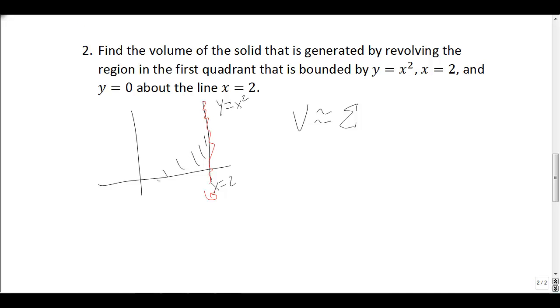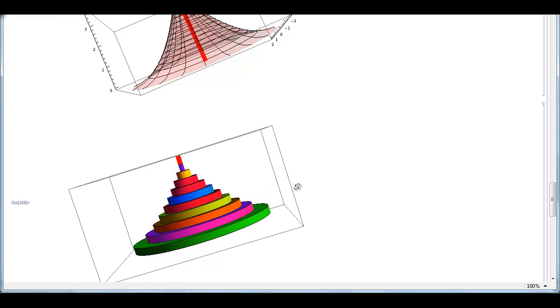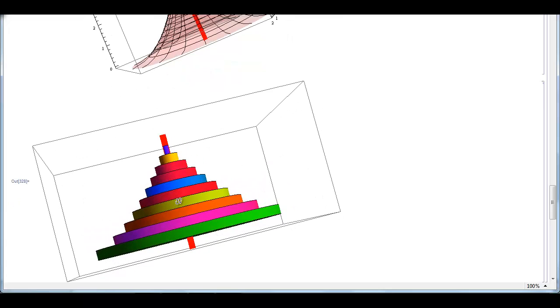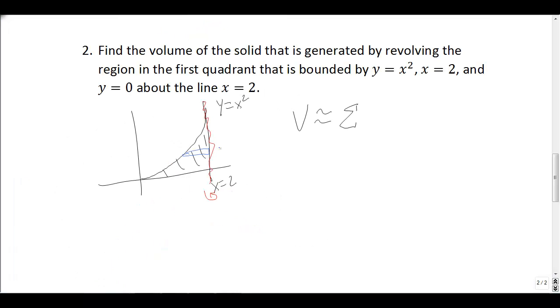Whoops. There's y equals x squared. Our rectangle is going to go this way, and we'll rotate it around, and we'll get disks really that are sort of flat in this direction. So they're sort of 90 degrees from where they were before, because we're rotating about a vertical line instead of a horizontal line. So the volume when you rotate this around, let's draw this big here.